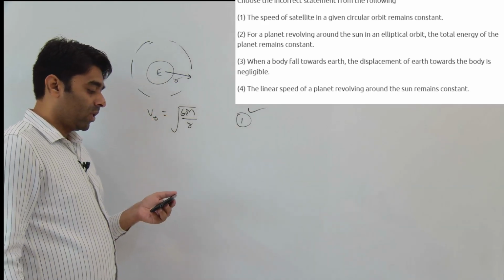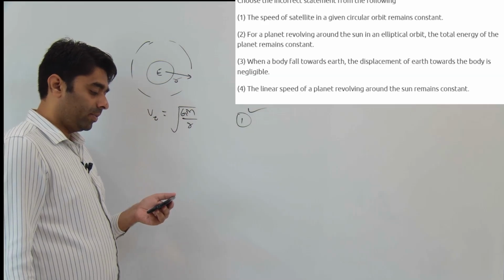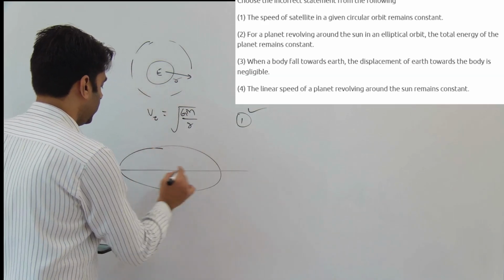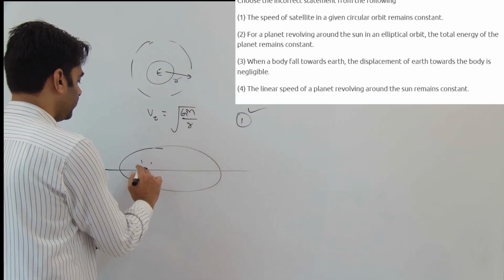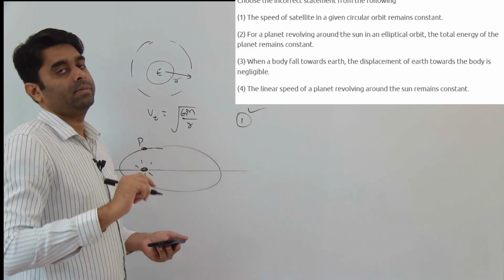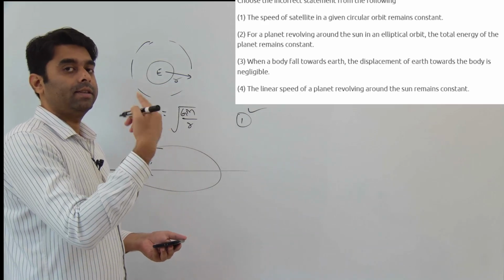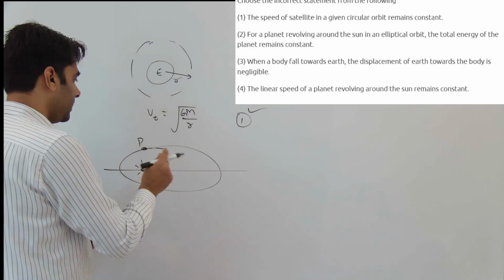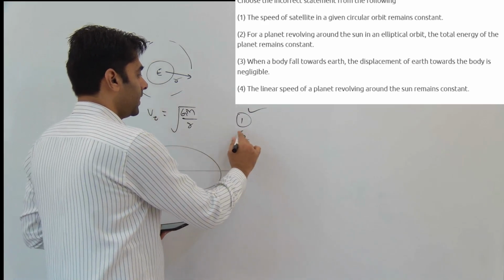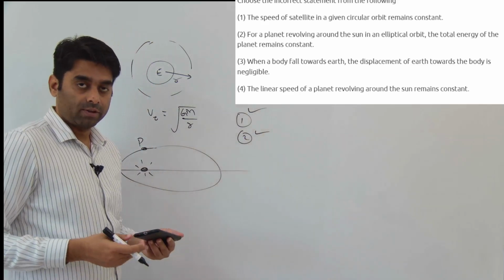Second statement says, for a planet revolving around the sun in an elliptical orbit, the total energy of planet remains same. Okay, sun is at our focus. This is planet moving around it. Total energy remains constant, right? Kinetic energy and potential energy will be changing, but your total energy will remain constant, right? So this second statement is again correct. This is from Kepler's law.